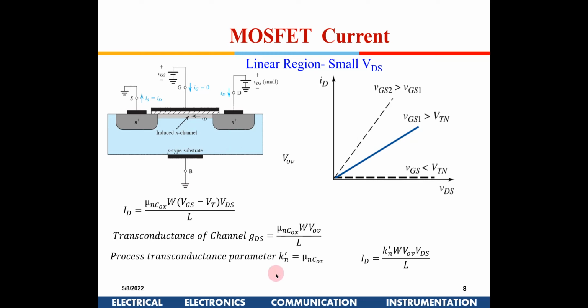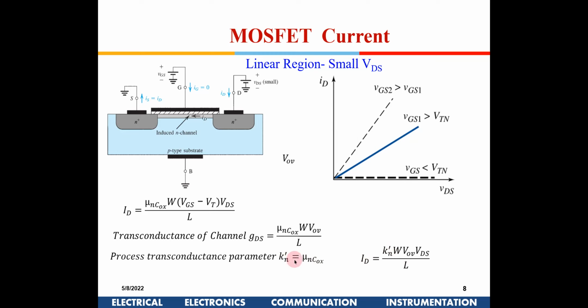Now generally a lot of you get confused with these notations. K prime n is mu n COX, just remember that. And Kn is mu n COX into W by L. So if I include this, mu n COX W by L will become Kn.